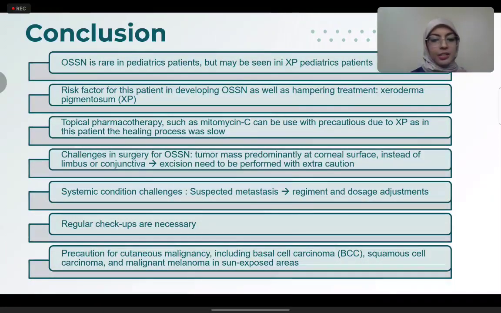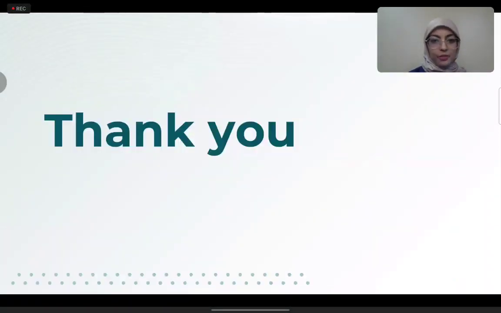The systemic condition challenge is the suspected metastasis. So this patient needs to have regular checkups with the dermatologist, ophthalmologist, and also pediatrician. Precaution is needed for cutaneous malignancy, including basal cell carcinoma, squamous cell carcinoma, and malignant melanoma in sun-exposed areas, which is the leading cause of mortality in this kind of patient. Thank you very much.